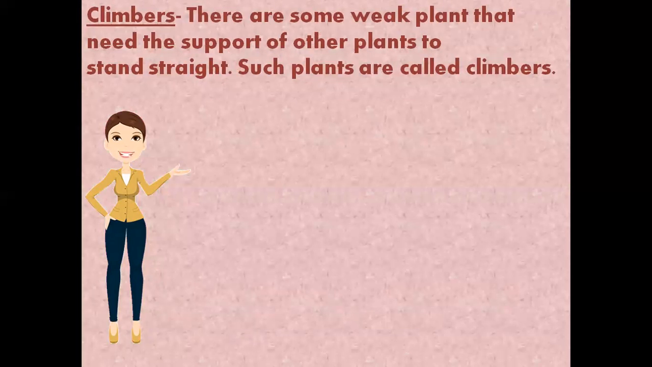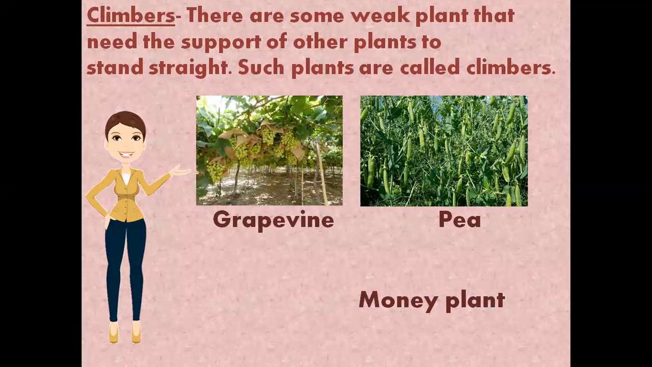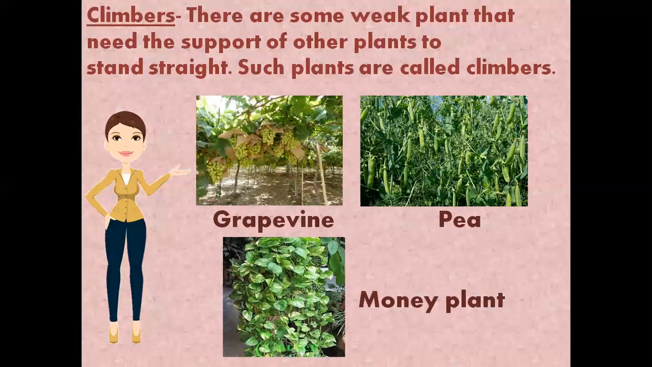Climbers. There are some weak plants that need the support of other plants to stand straight. Such plants are called climbers. A few examples are grapevine, pea, money plant. Children, the stem is so weak that they take the support of another plant, or it can be the wall, or they take the support of a stick and they stand straight with the help of that.